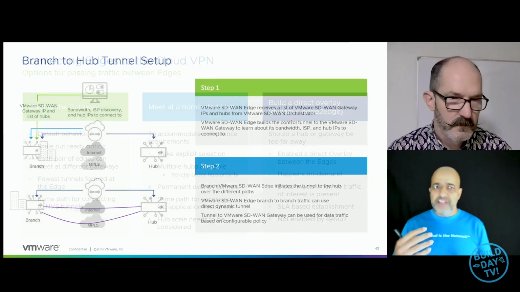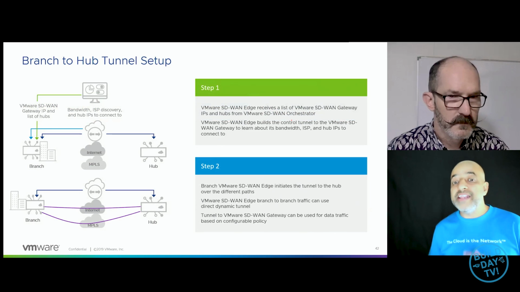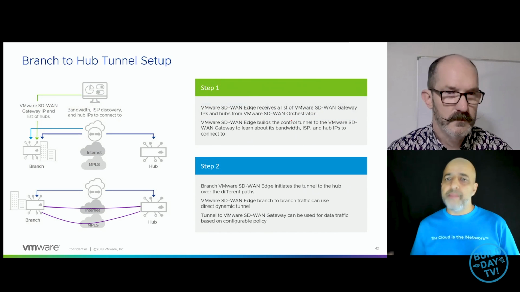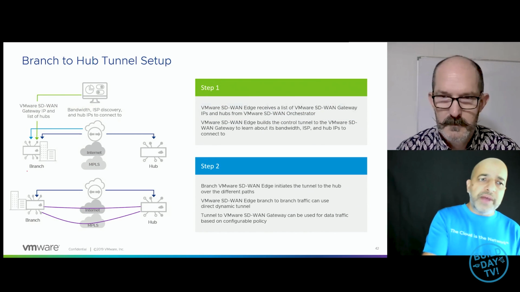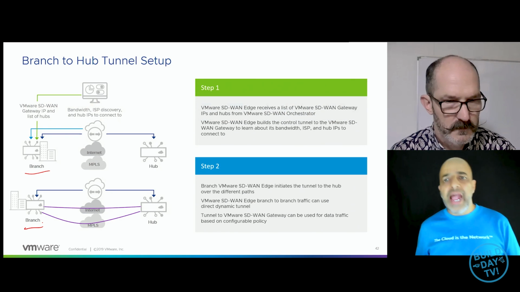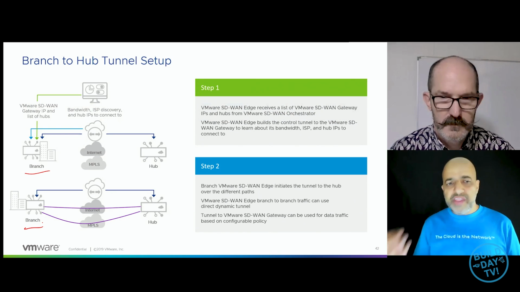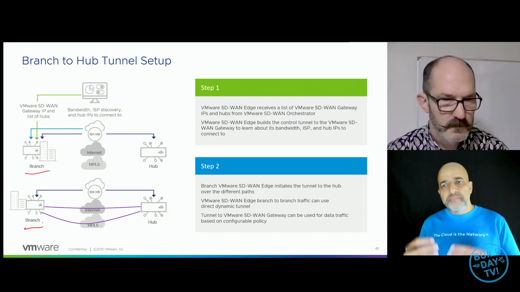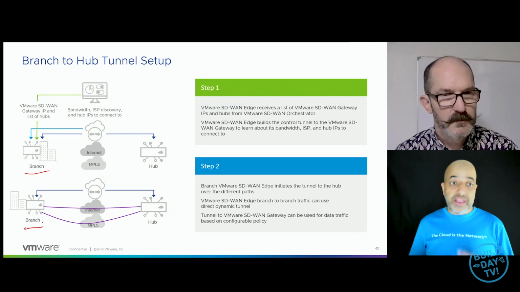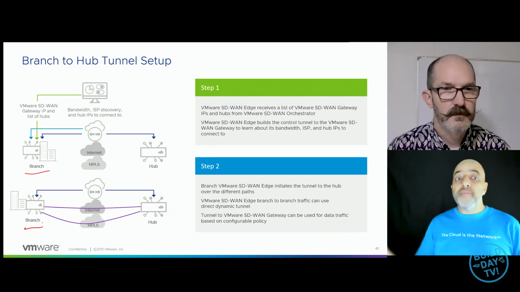So the moment you change the role to the hub, all the edges, when they get that IP address or that information about a hub from the orchestrator, they will just build up an SD-WAN overlay tunnel to the hub. So this is where that tunnel initiation happens. Step one is all the edge devices, which are, let's say, at your branch site, they will receive a list of VMware SD-WAN gateways' IP addresses from the orchestrator.